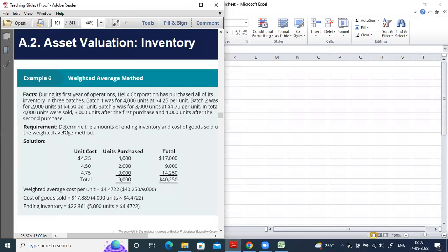Now, in this case, the answer for your question, you consider the sales also here. Just see this. How many units we sold? 4,000 units, right? Yes, sir. And what is the rate we got? 4.47. So cost of goods sold, how we computed? 4,000 into 4.47. So here we will be taking the sales price. Okay, sir.